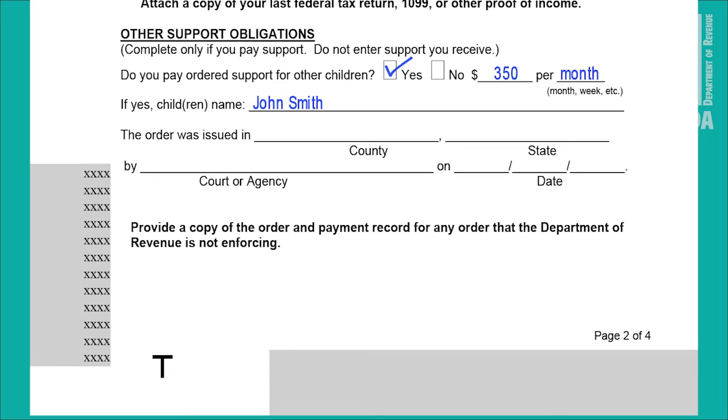On the next line, provide details about the order, including the date and the county, state, court, or agency that issued the order. If you have multiple additional orders, attach a separate sheet of paper. Be sure to include all the information requested for each order. Attach a copy of the order and payment record for any order that the Department of Revenue is not enforcing. Keep your original records. Only send us copies.